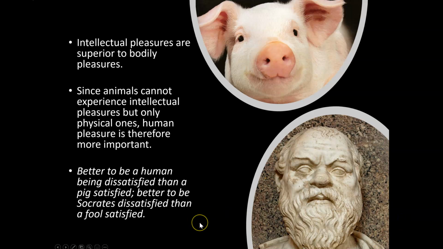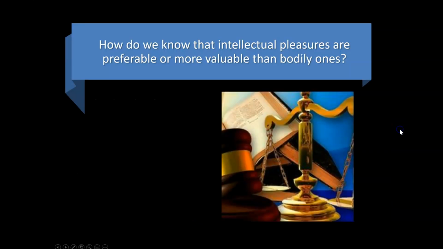And this is a quote that's actually pretty famous in the philosophy world. Better to be a human being dissatisfied than a pig satisfied. Better to be Socrates dissatisfied than a fool satisfied. And this quote's meant to illustrate the qualitative differences that he claimed existed amongst the pleasures. But we have to address this. How does he justify that? How does he justify that intellectual pleasures are preferable or more valuable than bodily ones?